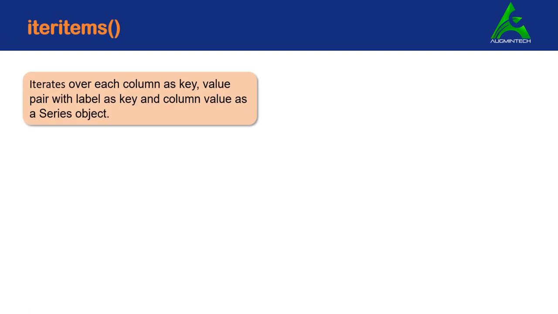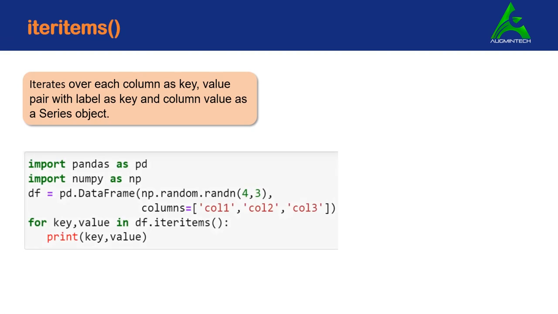Now let's see what is iter items. So this iterates over each column as key, value pair with label as key, and value as series object. So here we have to iterate over two variables in iter items method. This is very much similar to the dict items method that we have in Python dictionary. So here iter items collectively means the key and value pair. That is why it is possible to iterate over both key and value using the same for loop.